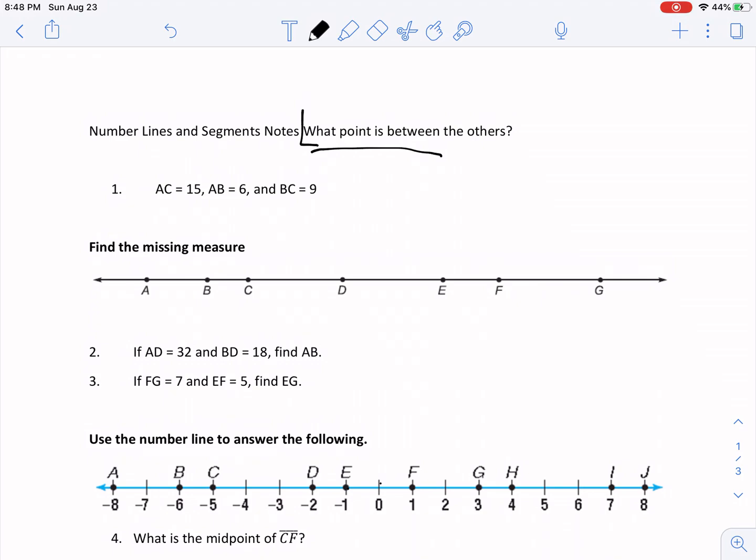Well, notice 6 plus 9 equals 15, right? Well, if that's the case, then I know that AB plus BC has to equal AC, correct? 6 plus 9 is 15. Well, what point do they both share? They both share B. So B should be in between the two. So B would be in between the two.